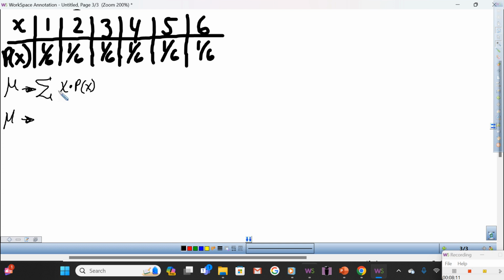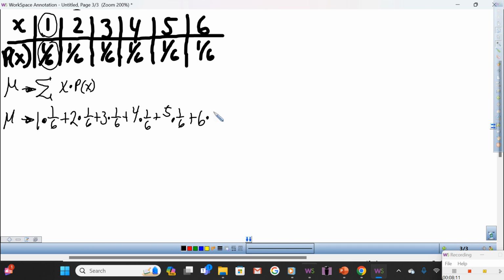So watch. I'm going to do the first one. Look up. Look up. What is x on the first one? 1. What is p of x on the first one? 1/6. So I'm going to write 1 times 1/6. Since it says sum, you need to add the next numbers. So what do I write next? 2 times 1/6 plus, next one, 3 times 1/6 plus 4 times 1/6 plus 5 times 1/6 plus 6 times 1/6.